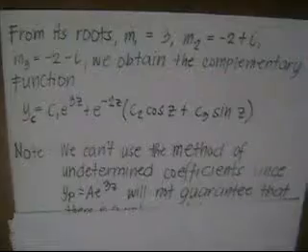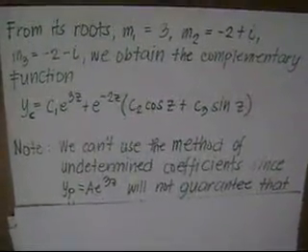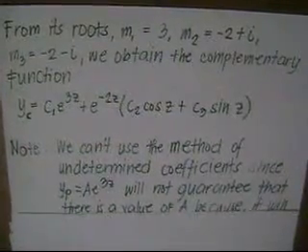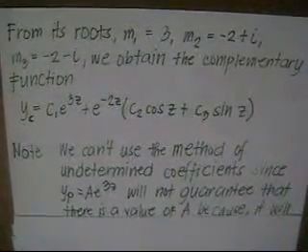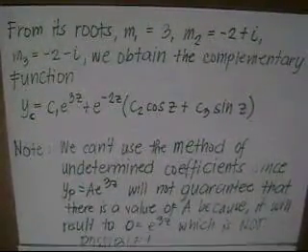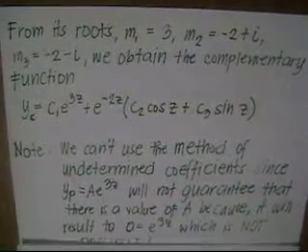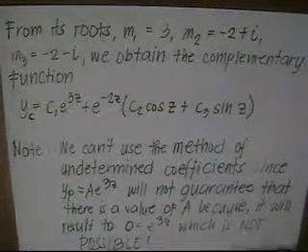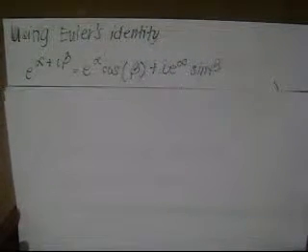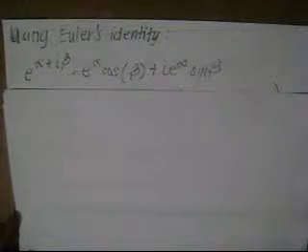Note that we can't use the method of undetermined coefficients, since yp = a e^(3z) will not guarantee that there is a value of a, because it will result in 0 equals e^(3z), which is not possible. By this, using Euler's identity, e^(alpha + i beta) = e^alpha cos beta + i e^alpha sin beta.